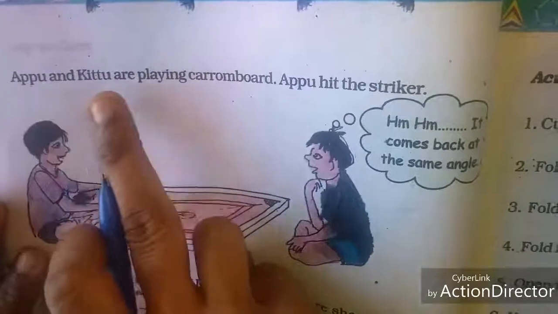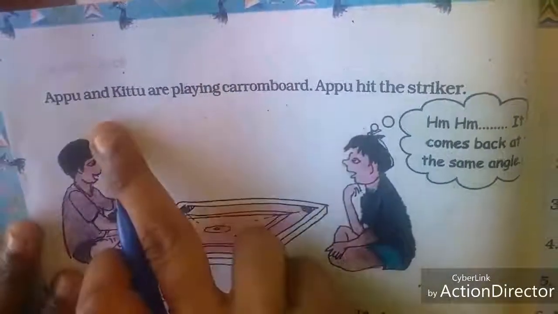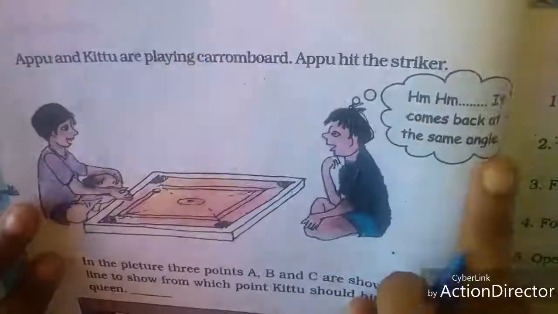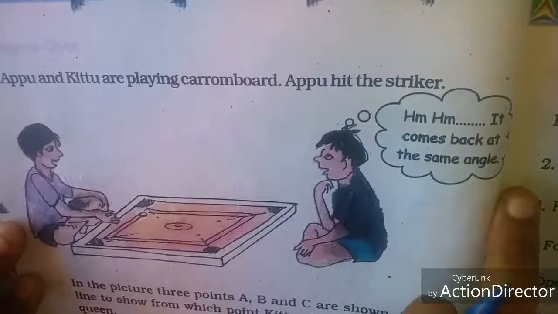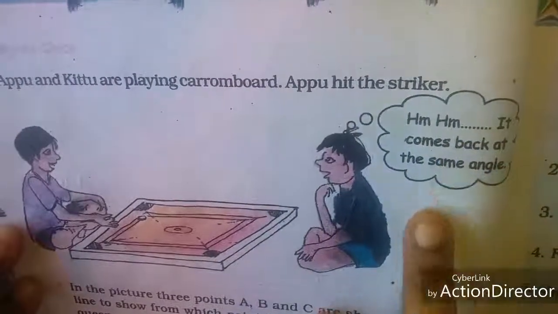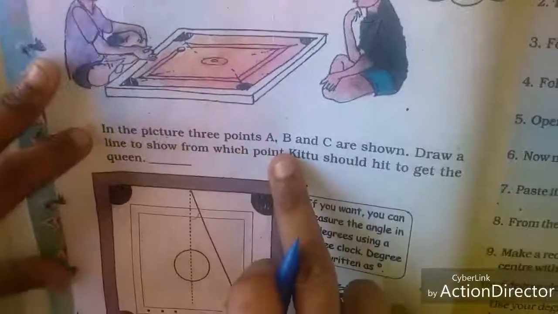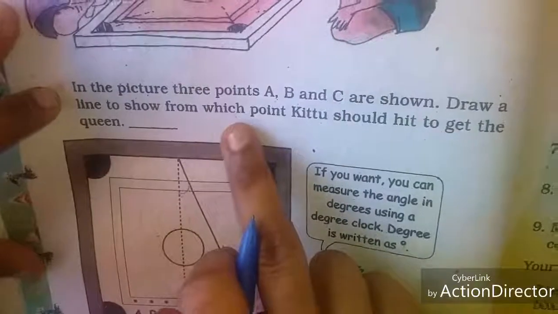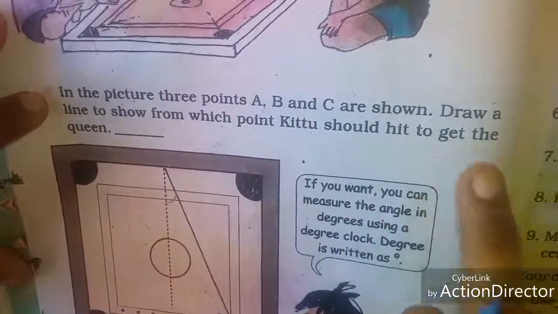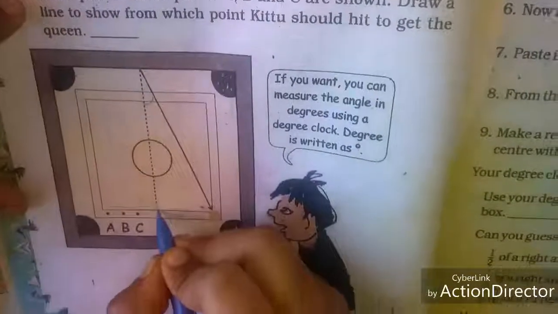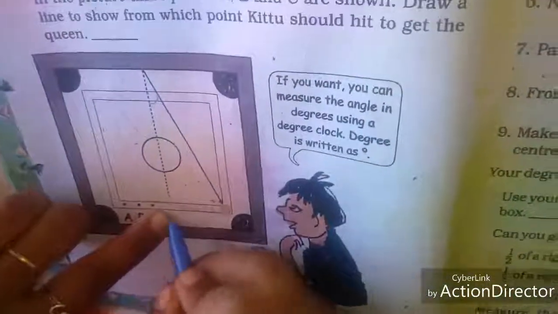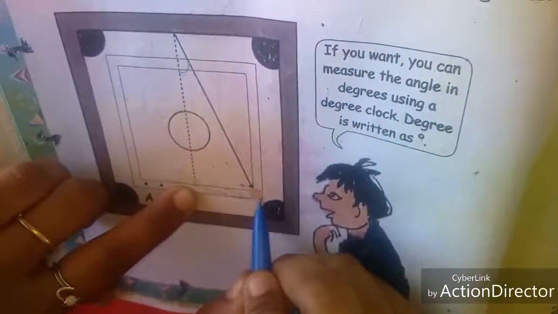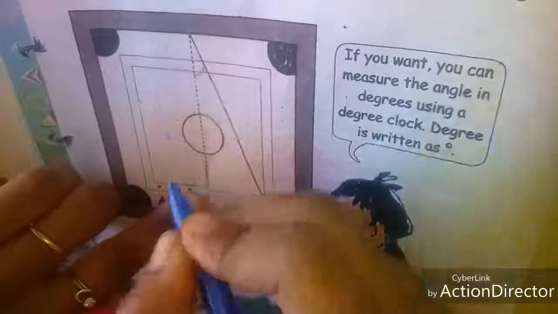Degree clock. Appu and Kittu are playing carom board. Appu hit the striker. It comes back at the same angle. In the picture, 3 points A, B, C are shown. Draw the line to show from which point Kittu should hit to get the queen. See, he hits the striker from here. The striker goes this way and comes this way to hit the queen. So, we have to draw the line.